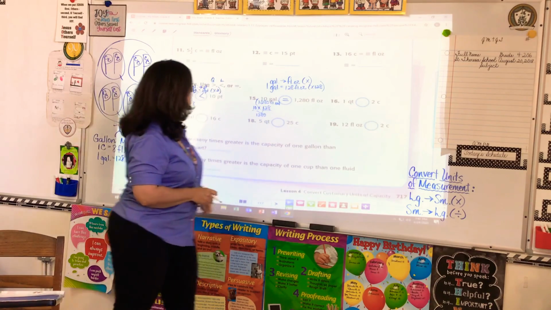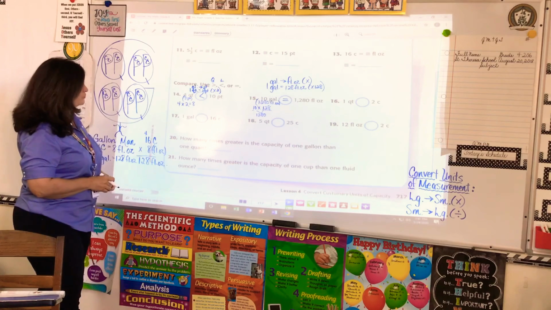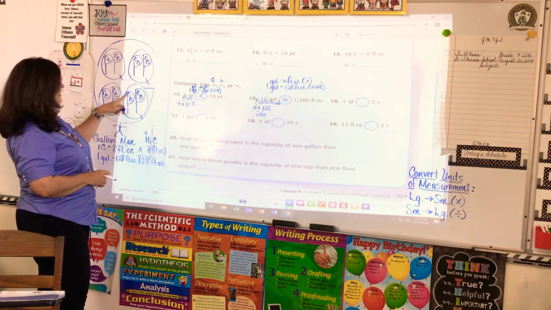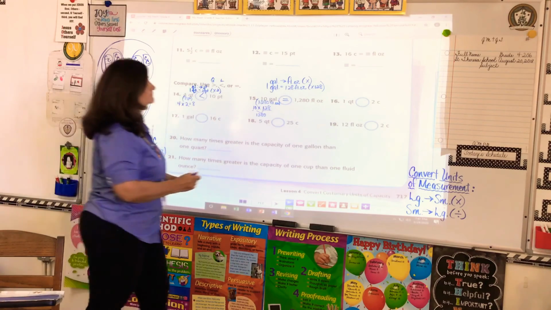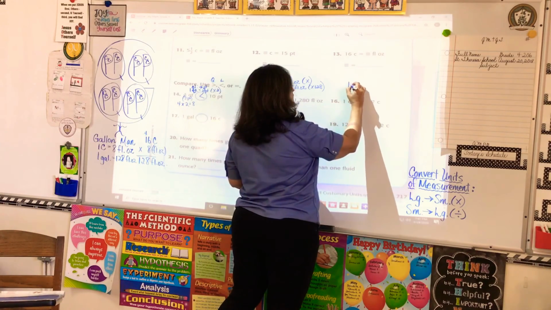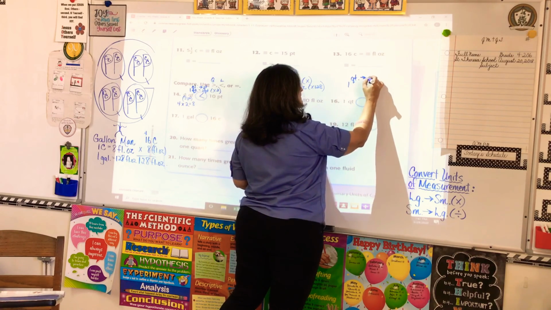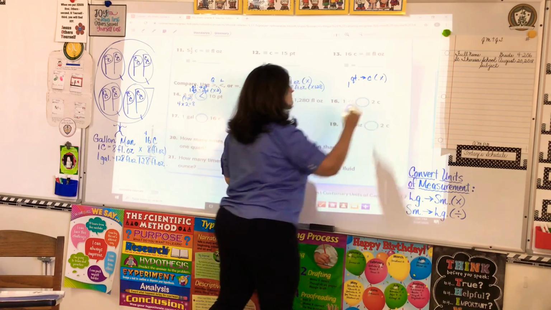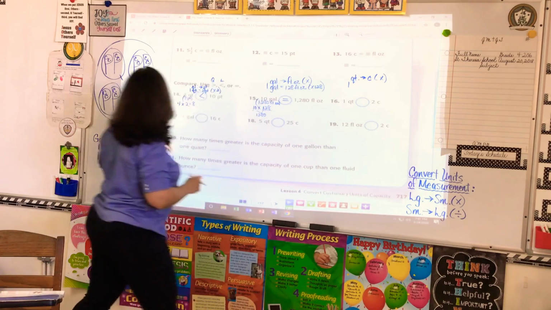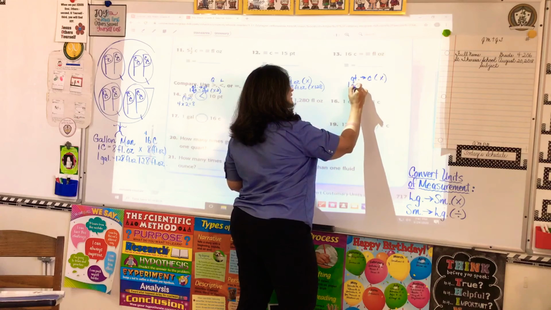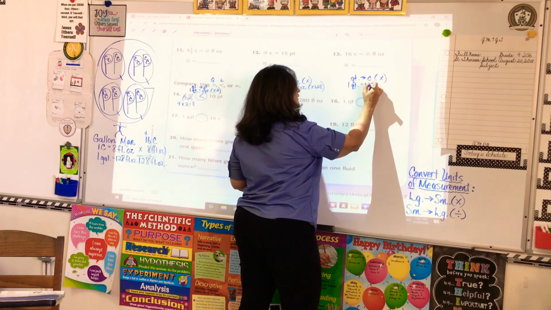Quarts to cups. 1 quart to 2 cups. So we have a quart. How many cups is that? 1, 2, 3, 4. We're going from quart to cups. Okay. Larger to smaller. 1 quart is 4 cups. 1 quart equals 4 cups.